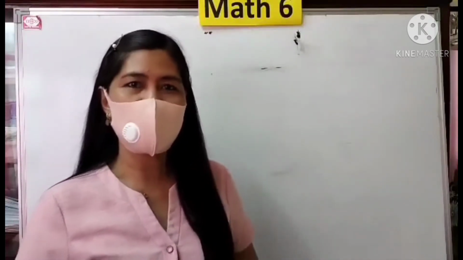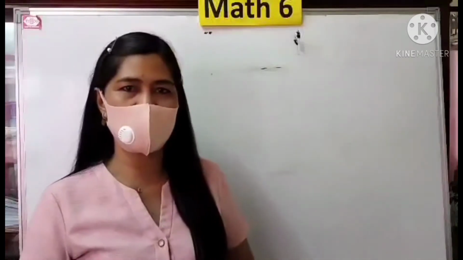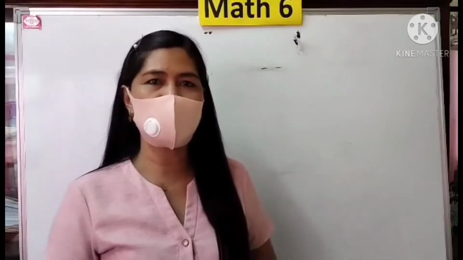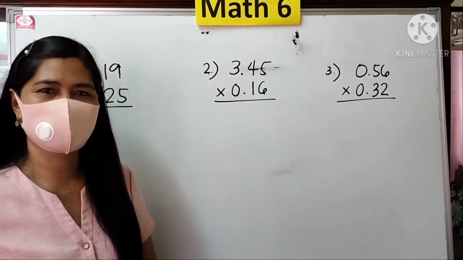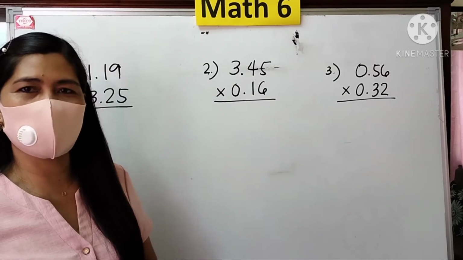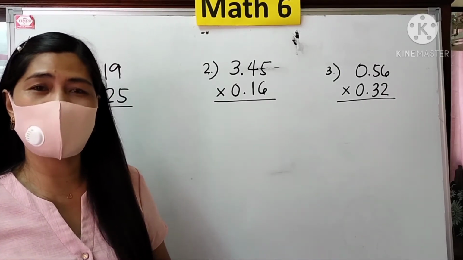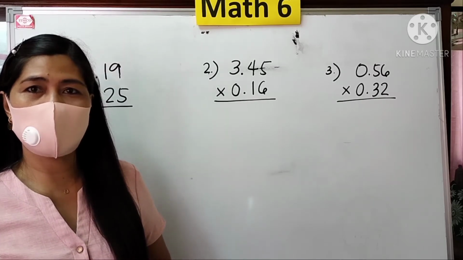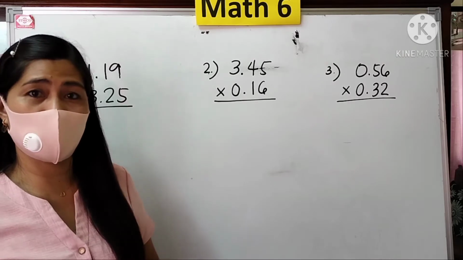So our topic for today is about multiplying numbers with two decimal place factors and multiplying decimal numbers mentally by powers of 10. In multiplying decimals, you should remember that you can multiply it like whole numbers. So ignore first the decimal points and go on multiplying whole numbers.